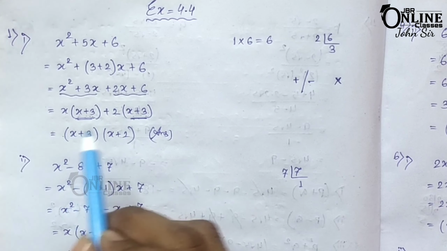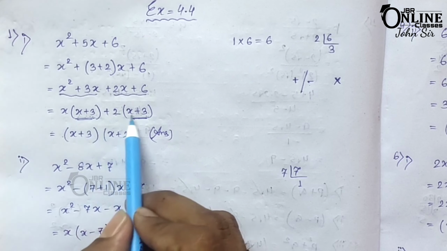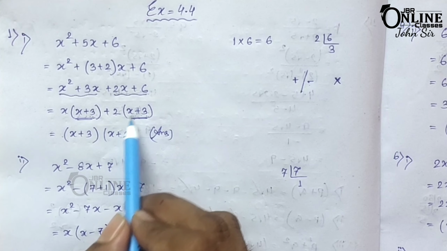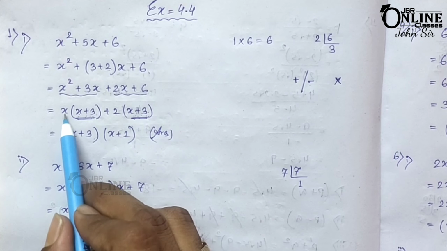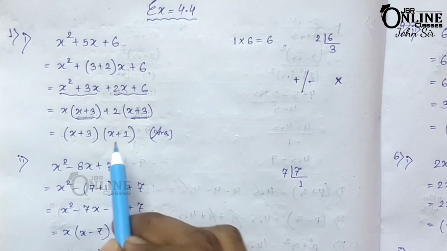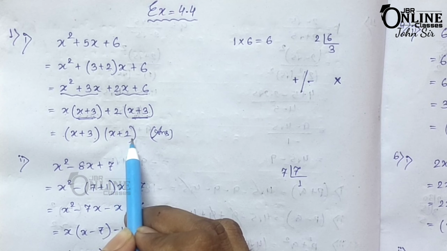Now in the next step, here we have x plus 3, so you just write it down only one time as x plus 3, and then the last term will be the remaining portion, that is x and here plus 2. So write down x plus 2.